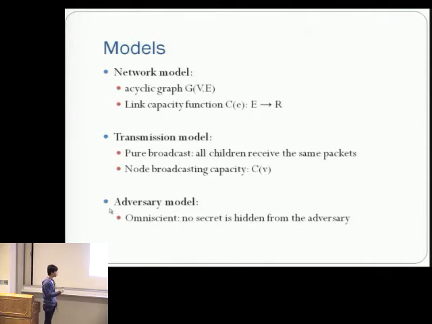And for the adversary model, we assume an omniscient adversary which knows everything in the network, including what's being done at other nodes and what will be done at other nodes. There is no secret being hidden from the adversary. This is a very strong adversary model.